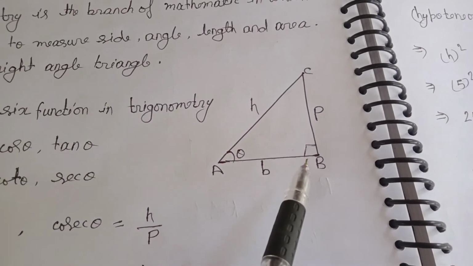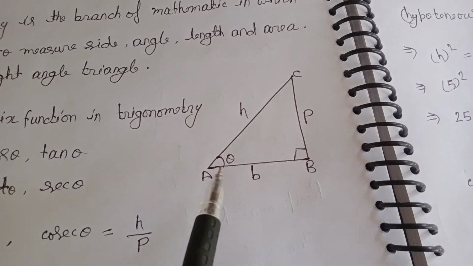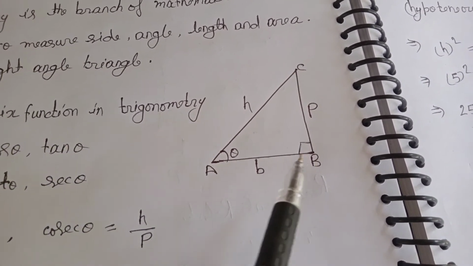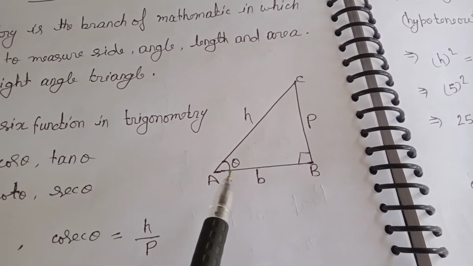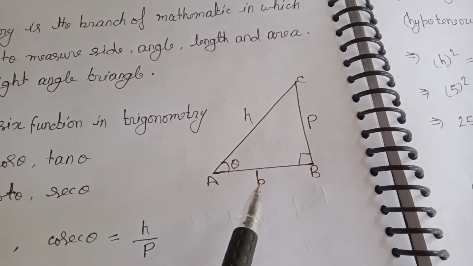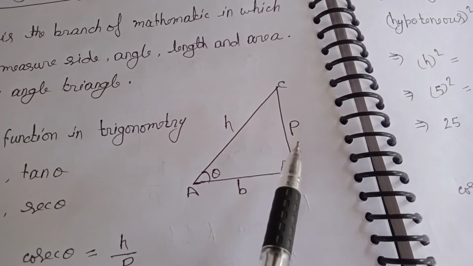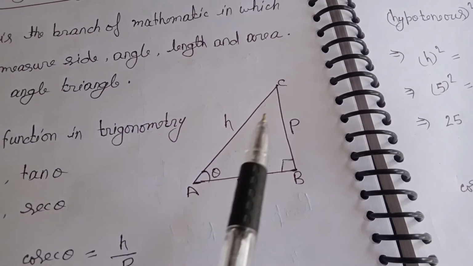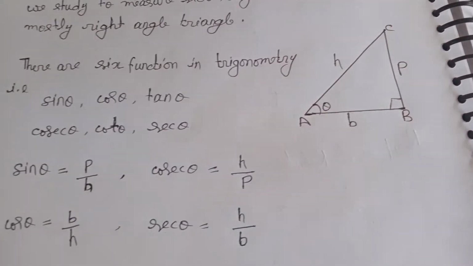We draw a right angle triangle ABC. Angle ABC is 90 degrees and angle CAB is theta. Suppose AB is the base, denoted by small b, BC is the perpendicular, denoted by small p, and AC is the hypotenuse, denoted by small h.